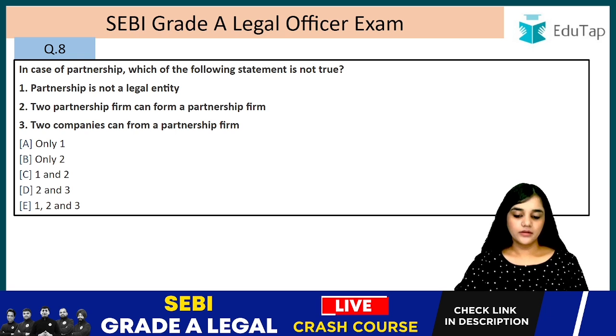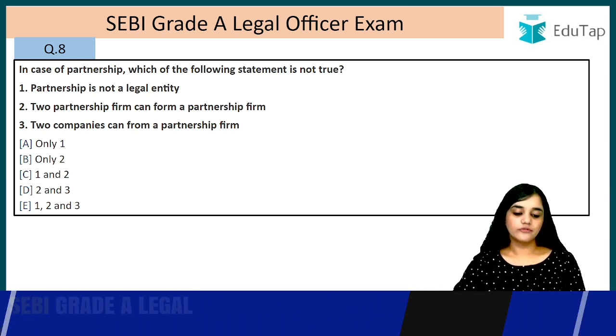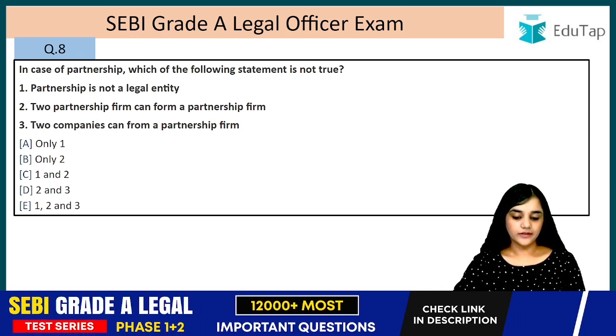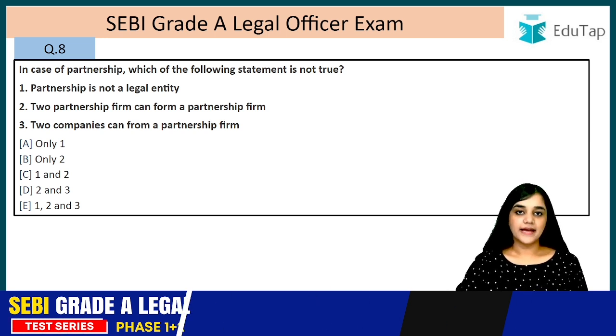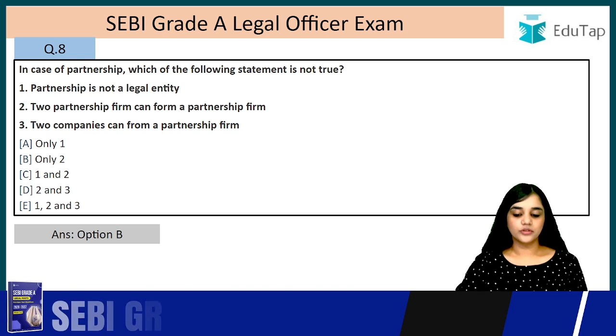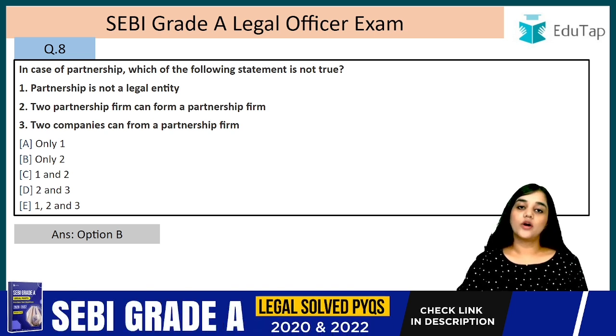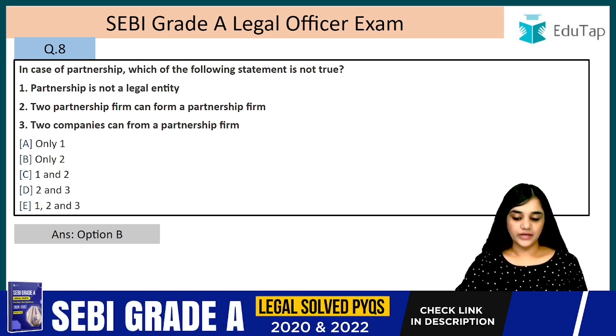Question number 8. In case of partnership, which of the following statements is not true? Partnership is not a legal entity. Two partnership firms can form a partnership firm. Two companies can form a partnership firm. This I have discussed with you. The answer is option B. Two partnership firms cannot form a partnership, right? So two firms cannot make another partnership firm.